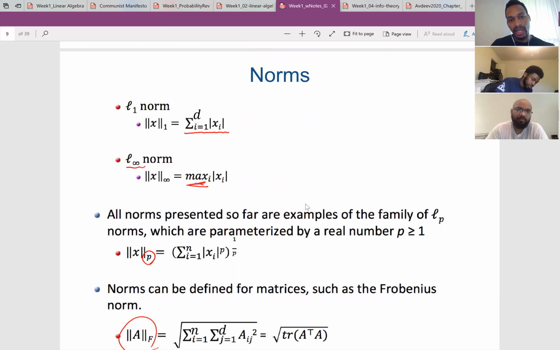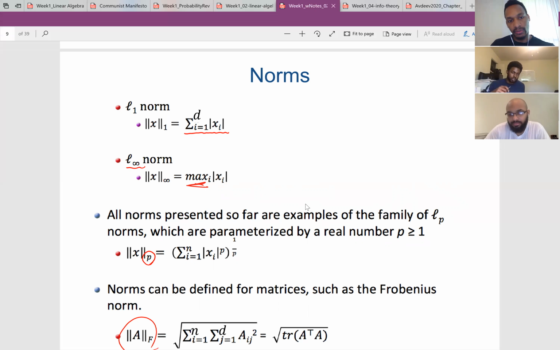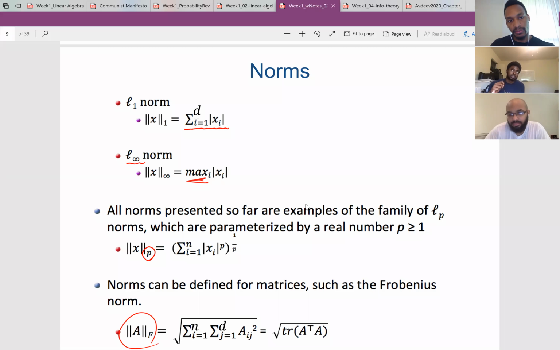Okay. And then there's the L1 norm, which is just sum up all the absolute values. And then the L infinity norm, which is you just take the maximum absolute value of all the X components.